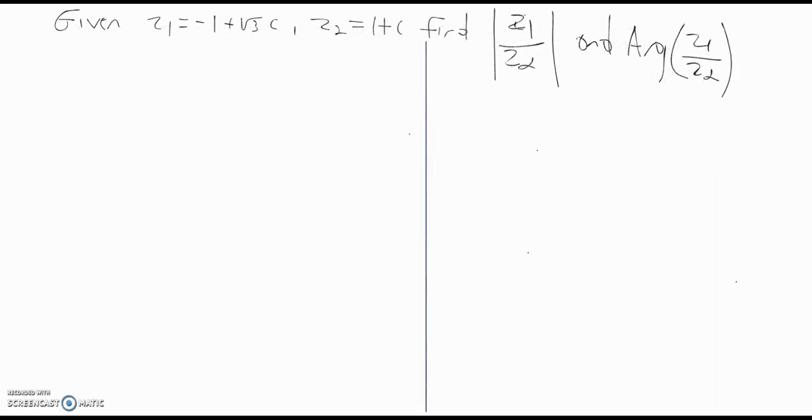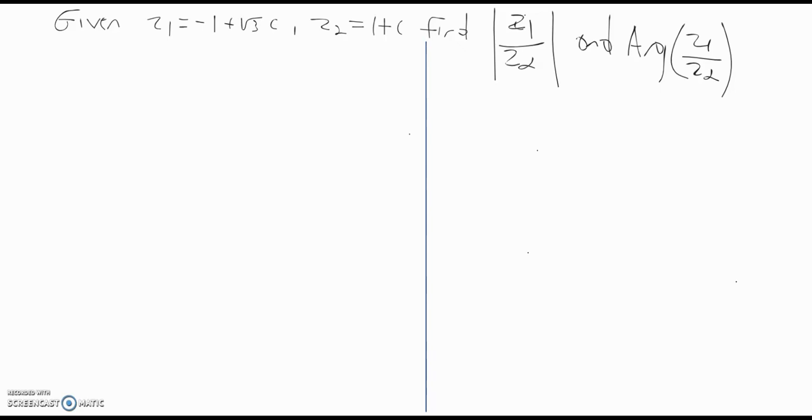All right, we're going to look at an example with the quotient. So it says, given that z1 equals -1 plus root 3 i, z2 equals 1 plus i, find the modulus of z1 over z2 and the argument of z1 over z2. What I'm going to do is apply the property, and then after I'm finished, you can go ahead and do it the long way and see if you get the same answer.